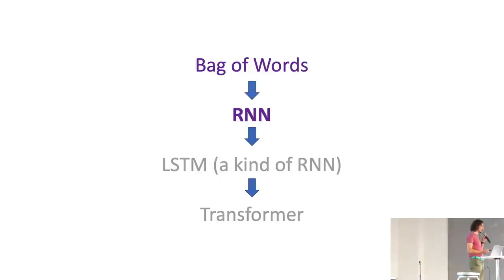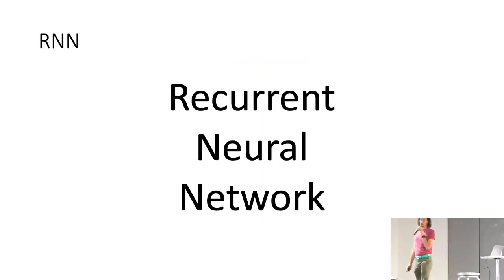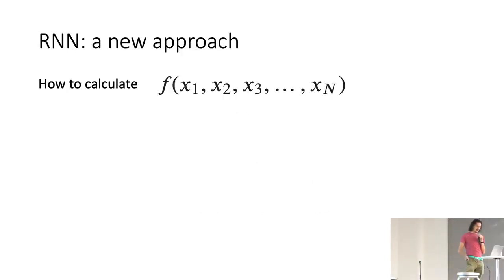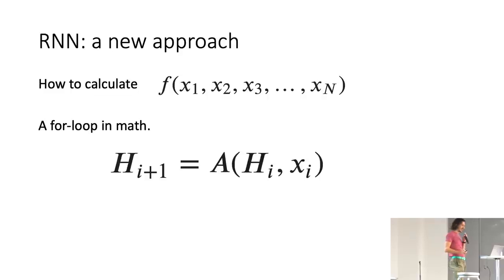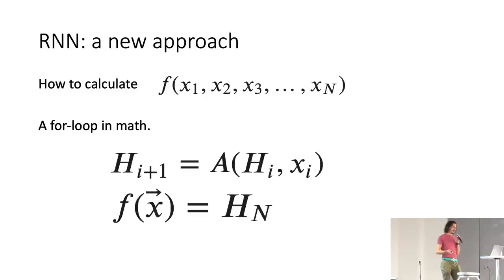In neural network land, the natural way to solve this problem is the RNN, which is the recurrent neural network, not the recursive neural network. I've made that mistake. But RNNs are a new approach to this, which asks the question, how do you calculate a function on a variable length set of input? And they answer it using a for loop in math, where they recursively define the output at any stage as a function of the inputs at the previous stages and the previous output. And then for the purpose of supervised learning, the final output is just the final hidden state here.